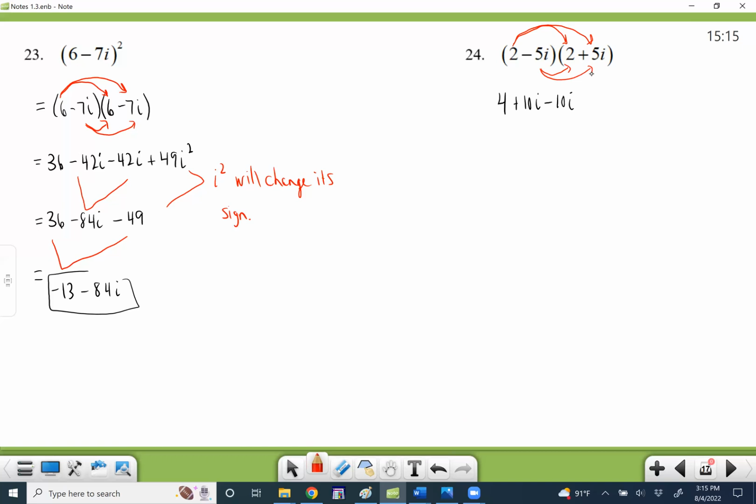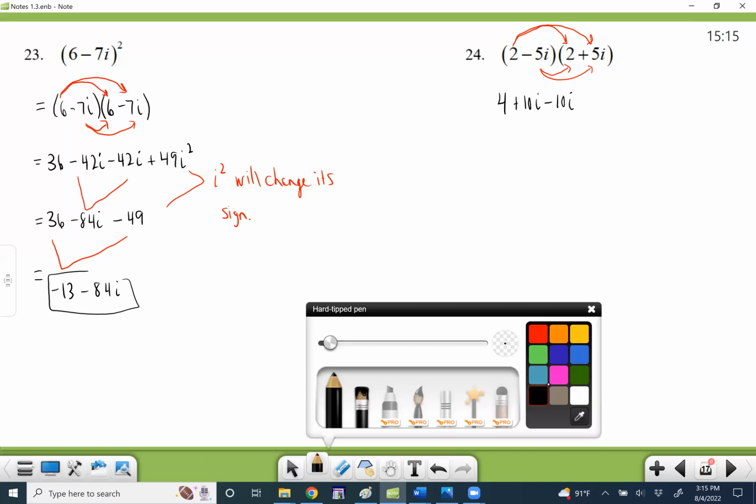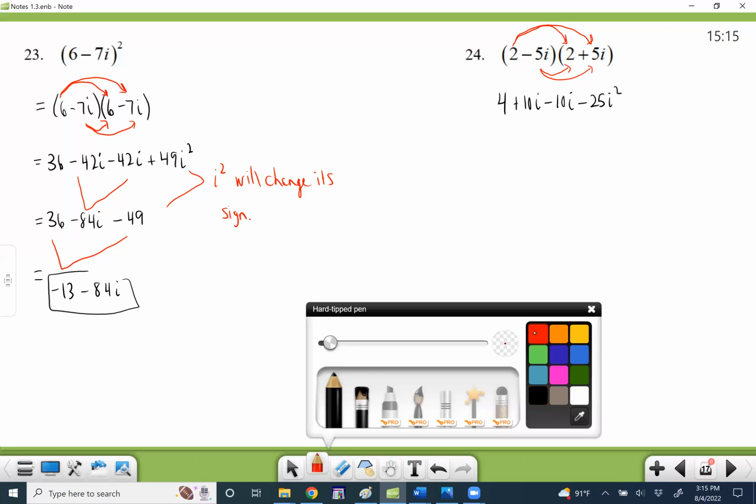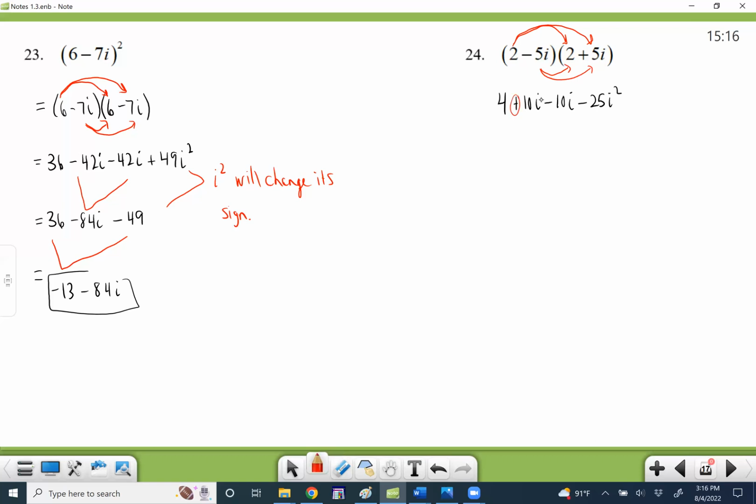Negative times a positive again. 5 is 25. Don't forget i times i squared. Now you can see that because these had opposite signs, 2 minus 5i, 2 plus 5i, it created opposite signs here, a positive 10 and a negative 10. And why that's important is that they will always cancel each other out.